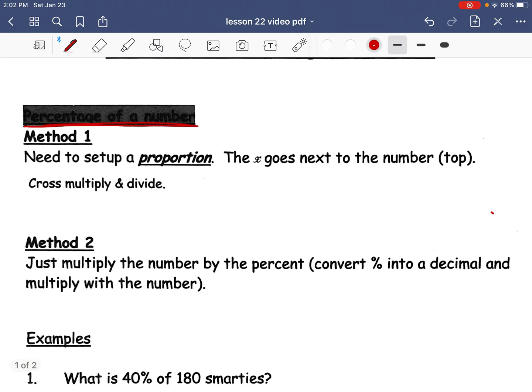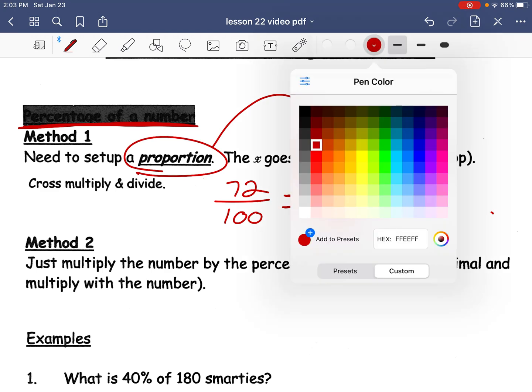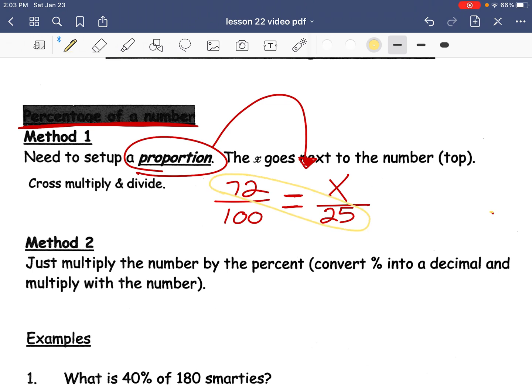I know it's really dark here, but for a percent of a number, you have two ways to do it. You can set up a proportion, which you are definitely used to from the previous chapter. This makes it really easy because it's always over 100, no matter what they're giving you, let's say it's 72%. They set up the X up here whenever it's a percent of a number, and then let's say you have 25 here. You would cross multiply and divide to get your missing X, your question mark, that you're used to because of proportions.